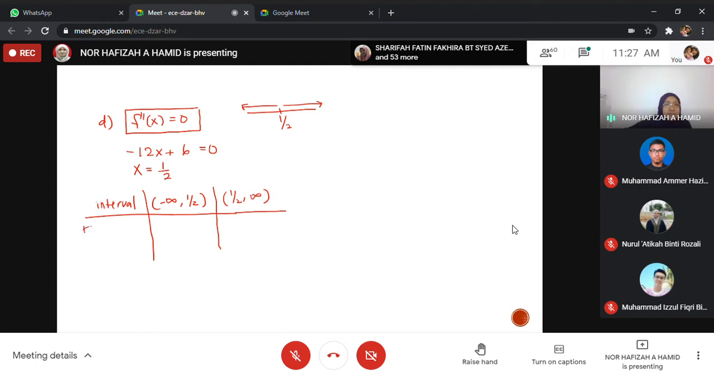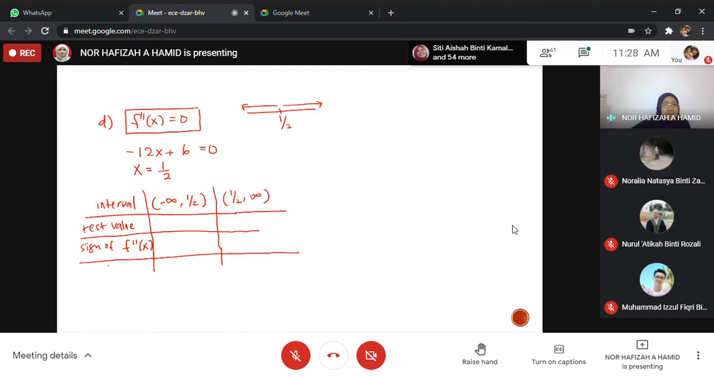And another interval is 1/2 to infinity. Second row you have test value. Next kita ada sign of f double prime. Tadi kita pakai f prime untuk interval increasing and decreasing. Concavity kita pakai f double prime. Last is for the graph, f(x). So you choose any value yang less than 1/2, for example, I choose 0. Satu lagi greater than 0.5, for example, I choose 1.